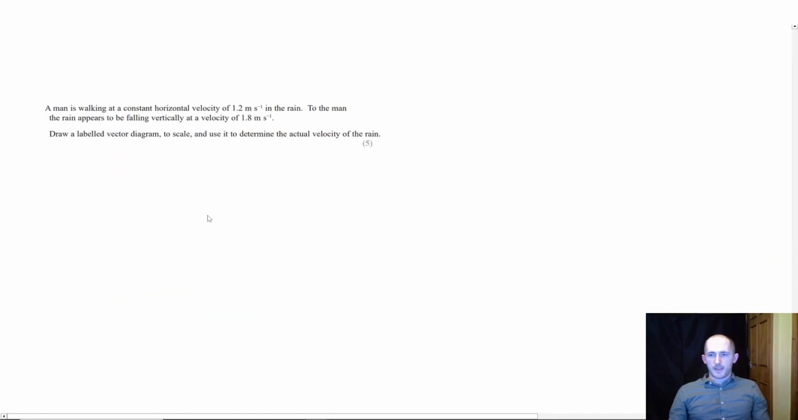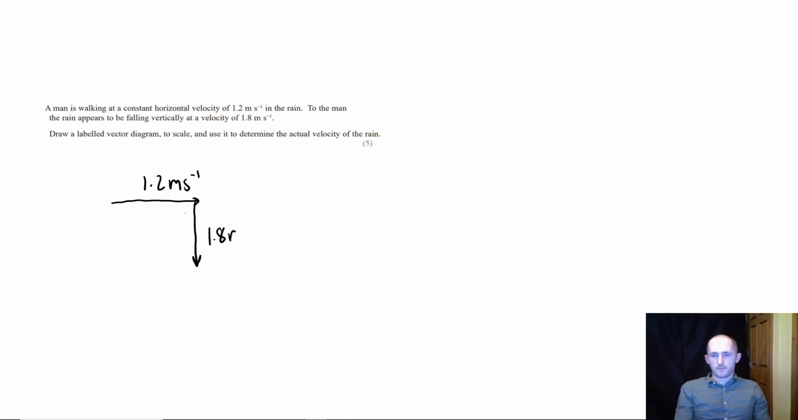Okay. And lastly, we have a man is walking at a constant horizontal velocity of 1.2 meters per second. So let's draw that. In the rain. To the man, the rain appears to be falling vertically at a velocity of 1.8 meters per second. So like that. Okay?